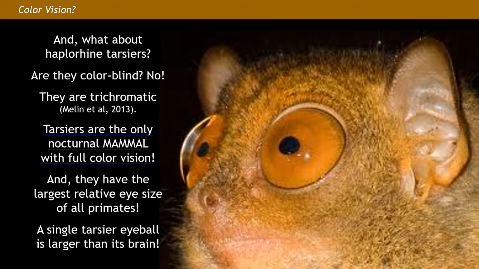And what about haplorhine tarsiers? Are they colorblind? No, they are trichromatic. Tarsiers are the only nocturnal mammal with full color vision, and they have the largest relative eye size of all primates. A single tarsier eyeball is larger than its brain. And also you'll notice something else about tarsiers. The eyeball is so large that it cannot move around within the eye socket. So they have extreme range of motion in their heads and can turn their heads almost all the way to the back.